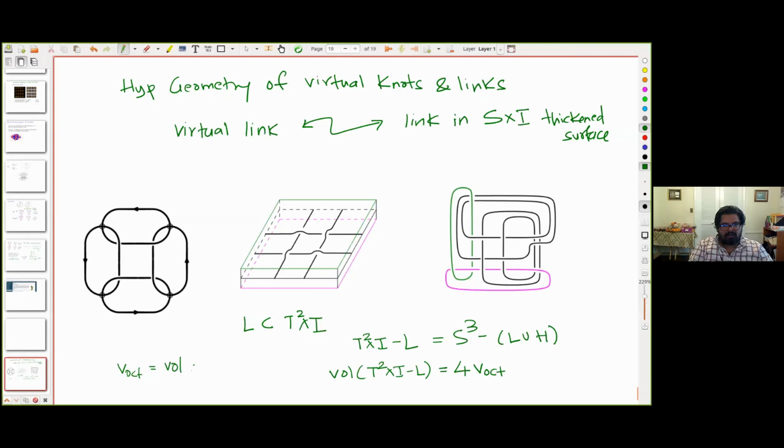And so you can actually do this for virtual links. Now, there is one thing which is going on here.